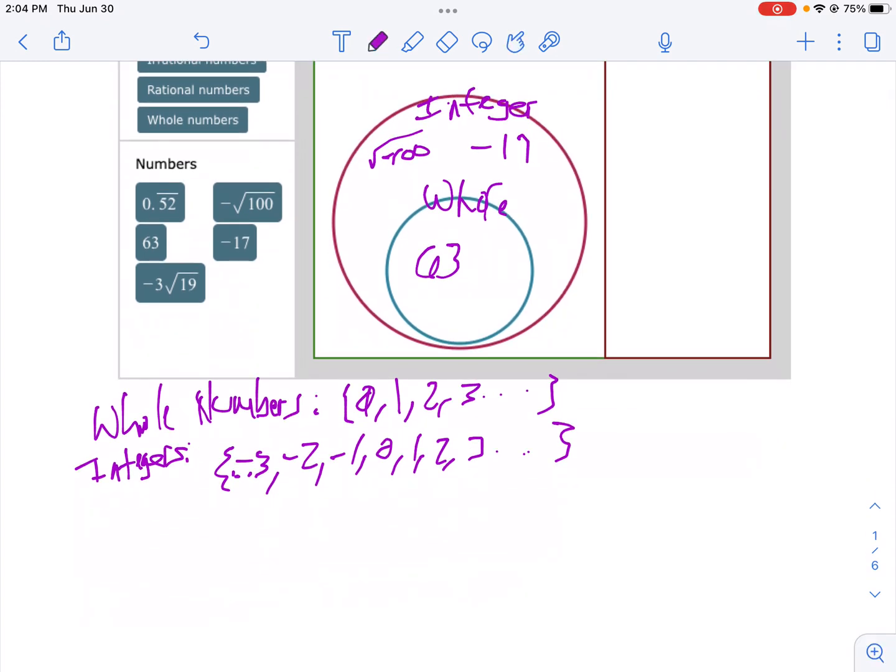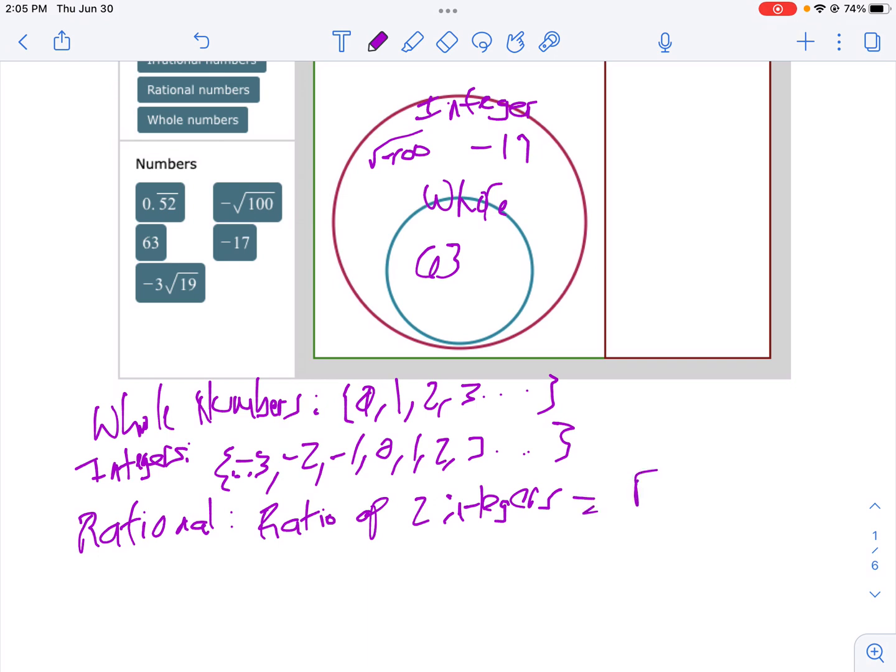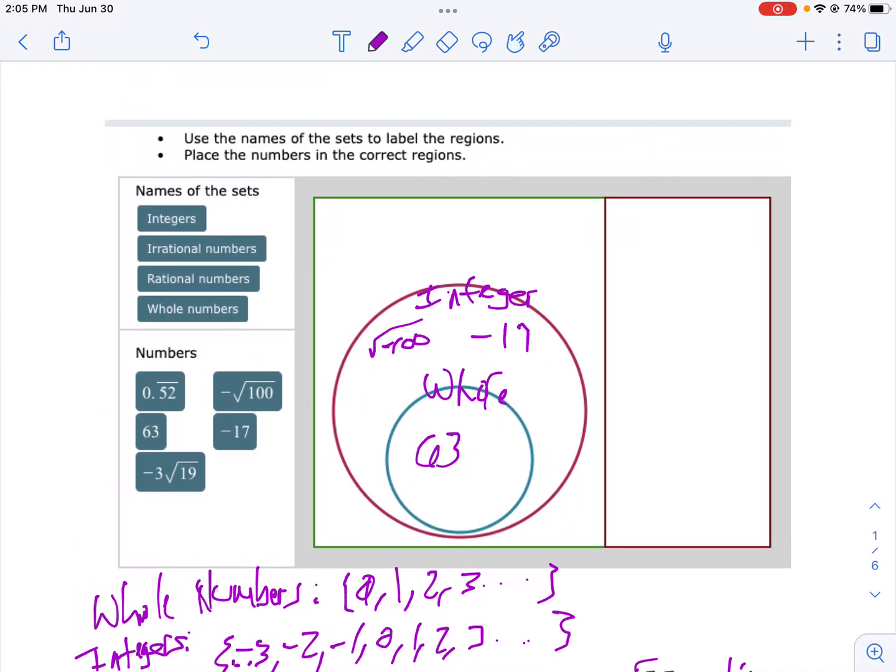Then the next set of numbers we have are rational numbers. Think of the word ratio. That's what it is. It's a ratio of two integers. It's positive or negative, includes all of the fractions. So if I can write it as a fraction, positive or negative, it's rational. So we're going to put my integers up here. So 0.52 repeating, I can write that as a fraction. That's 52 over 99. Anything that repeats, I can write as a fraction.